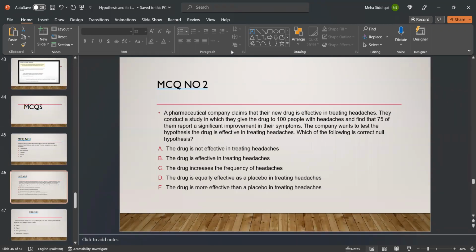The drug is not effective in treating headaches. The drug is effective in treating headaches. The drug increases the frequency of headaches. The drug is equally effective as a placebo in treating headaches. The drug is more effective than a placebo in treating headaches. So which one is the best option? A. Yes, A is the right option.